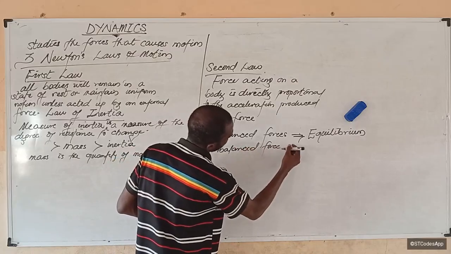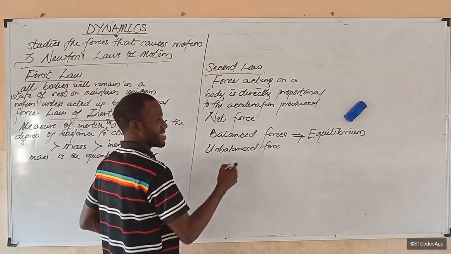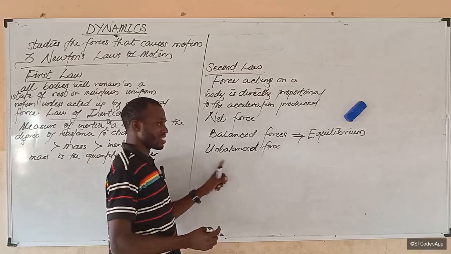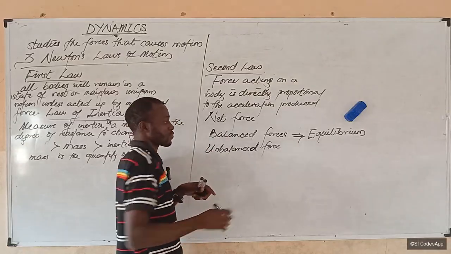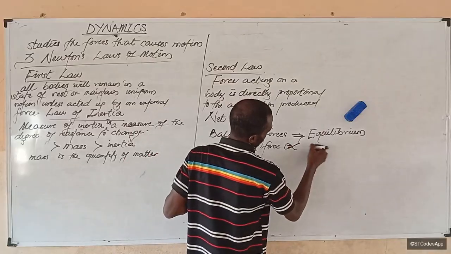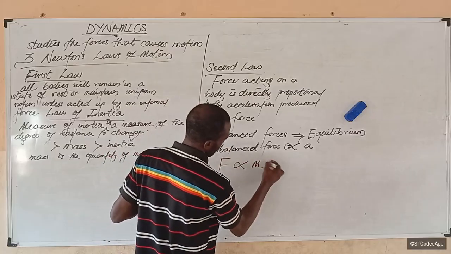Unbalanced forces cause what? Acceleration. And the net force from the unbalanced forces causes the acceleration that is produced. It is directly proportional to acceleration. So that's what it's saying, that F is proportional to ma.